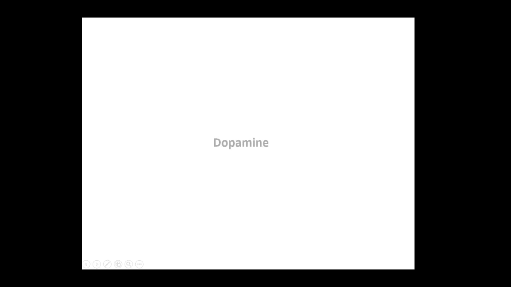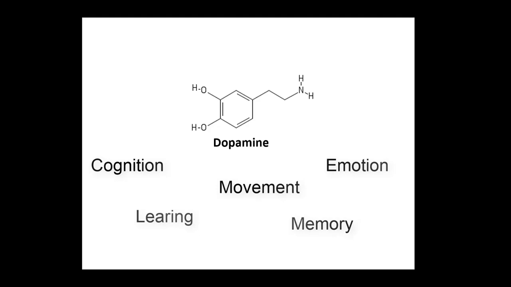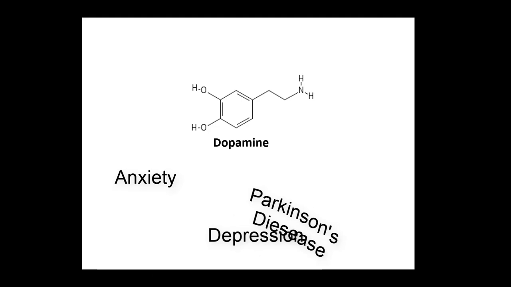Dopamine is a neurotransmitter molecule that plays a role in controlling movement, learning, cognition, memory, and emotion. Dopamine regulation is an important part of many mental illness pathologies. A lack of dopamine is associated with conditions like anxiety, depression, and Parkinson's disease.